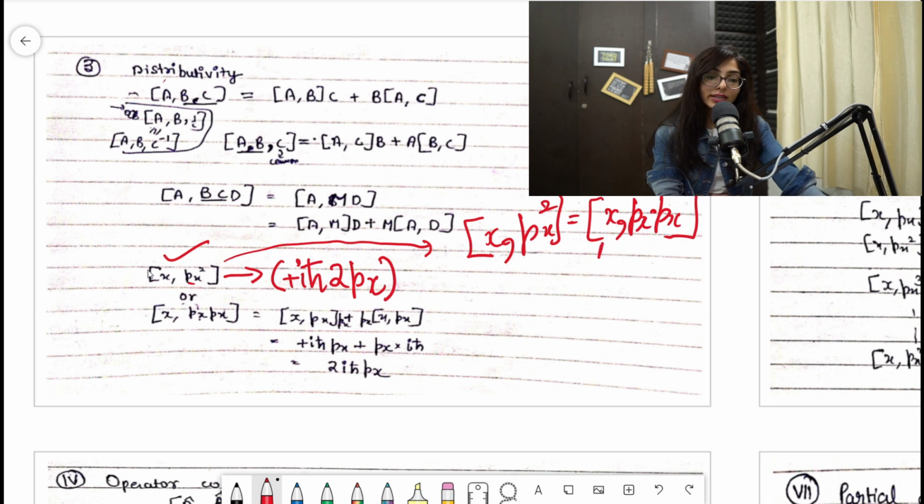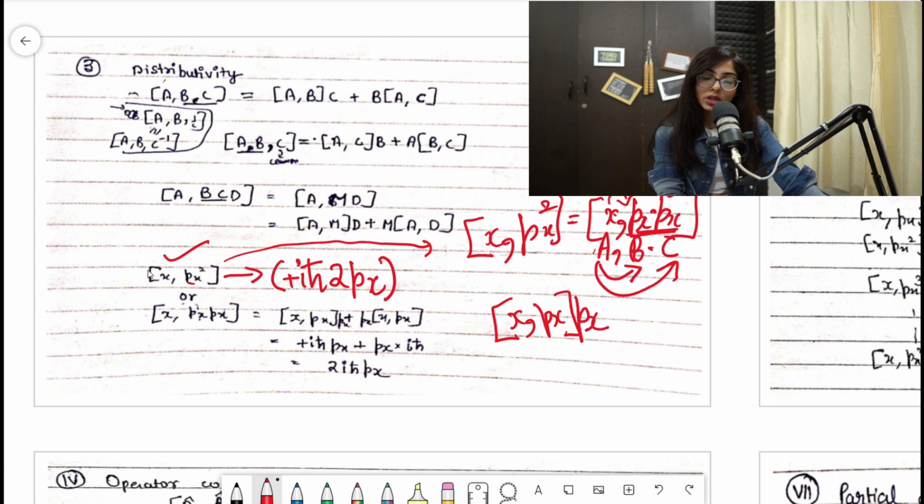Clear? So can I write it as A and B dot C? First I'll take A with B, and then I'll take A with C. If I take A with B, that means I'm taking X with PX. Clear? So I will write X with PX. So first PX I have taken. You know that this is a couple, so another PX will come after this middle PX. Clear? So that is the case.